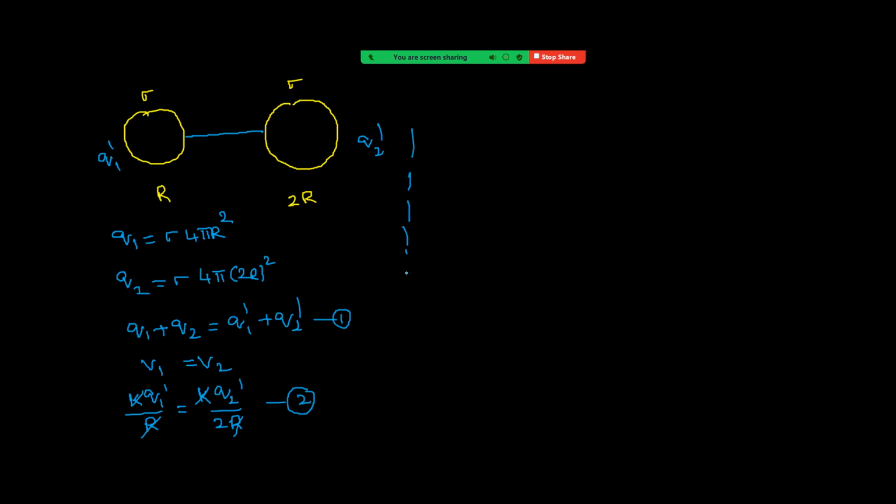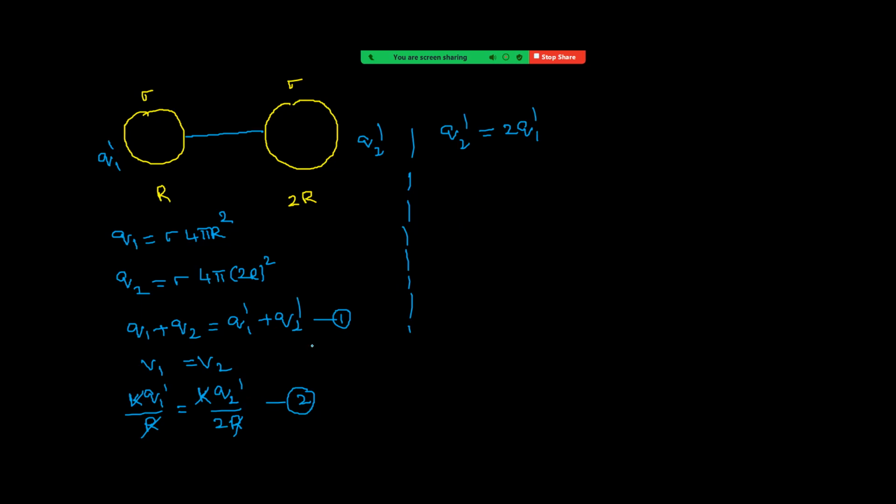Then see what we are going to get: the relation between Q1 dash and Q2 dash. Q2 dash is equal to 2 Q1 dash, right? Substitute that in equation 1. We want to calculate now the surface charge density on the bigger one, right? Let us calculate Q2 dash.